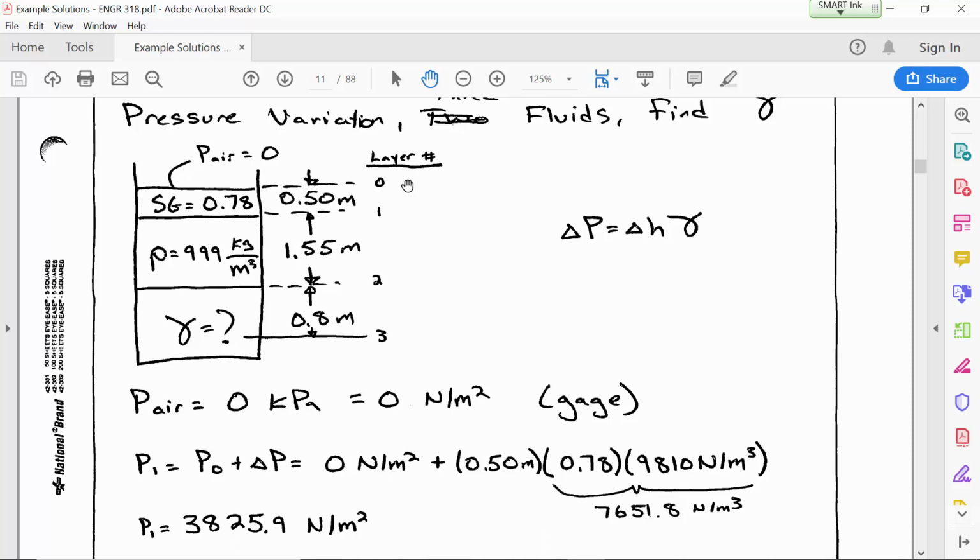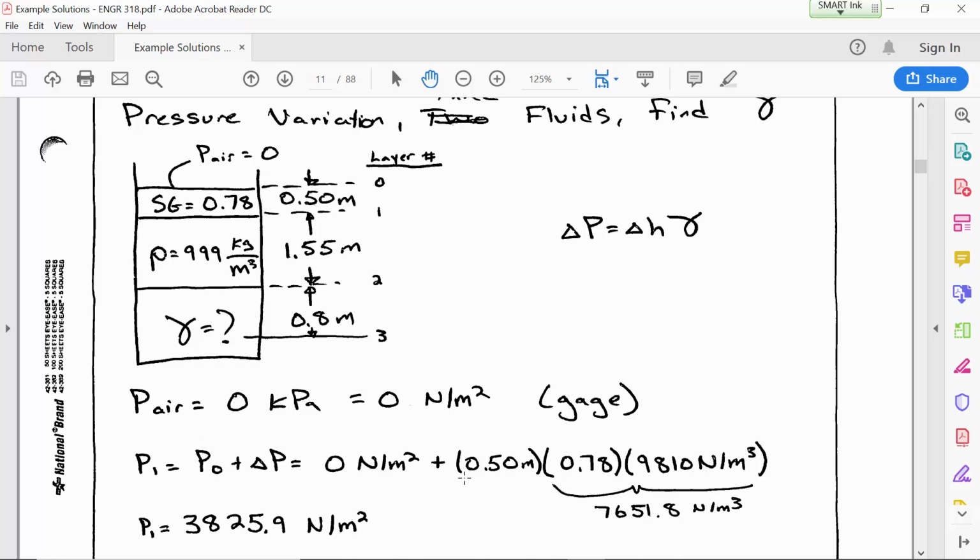Okay, so I've got the layers that are numbered here. You maybe numbered it a little bit differently, and that's fine if you did. But I'm saying let's call the interface of the air and that first liquid location 0, where the air touches that first liquid. And so the pressure there is 0. If I want to know the pressure at location 1, which is half a meter deep, then it's going to be the pressure at 0 plus the change.